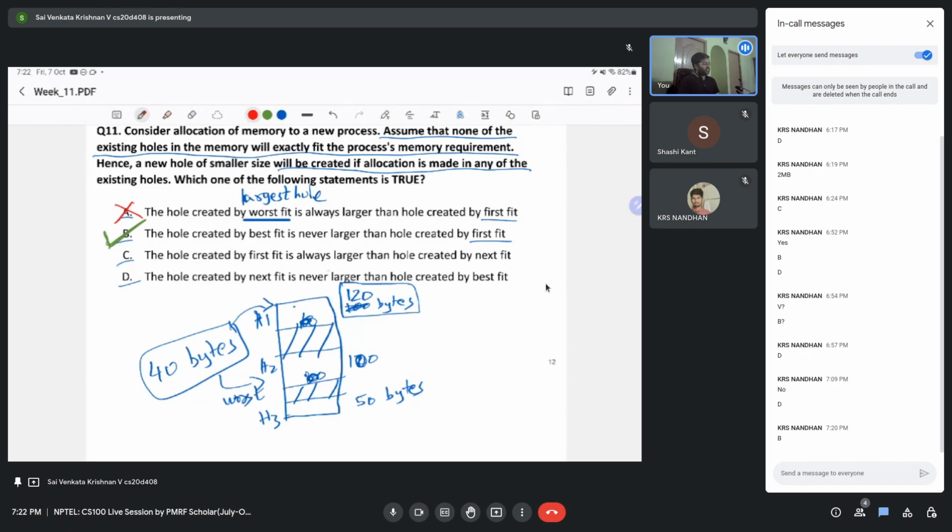Now coming to option C, what they are saying is the hole created by first fit will always be larger than the hole created by next fit.